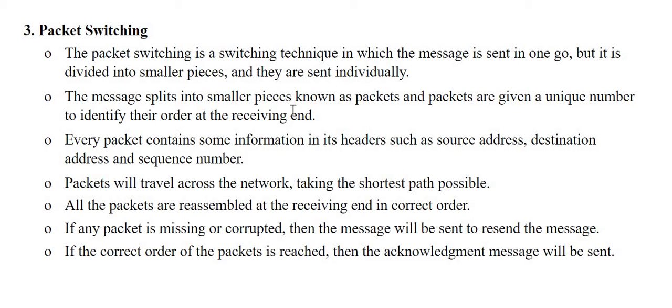The message is split into smaller pieces known as packets, and packets are given a unique identification number. How do we know, if you break a message into three parts, 1, 2 and 3, which is the first part and which comes after it? There is an identification number for each of them. Each packet contains some information in its header, such as source address, destination address and sequence number. Source address means where the packet has originated from. Destination address means where the data wants to go, and the sequence number means the numbering: packet number 1, packet number 2.